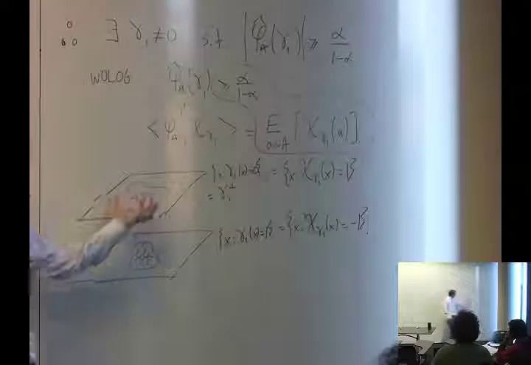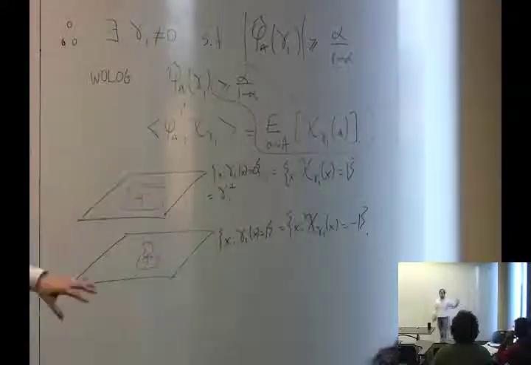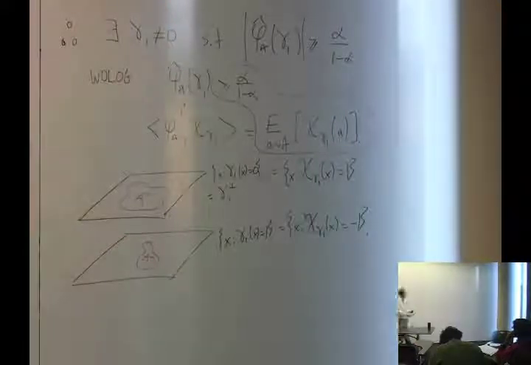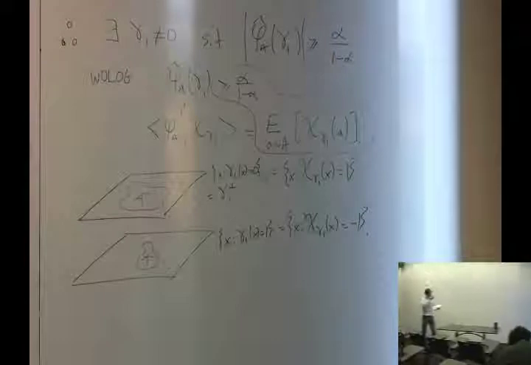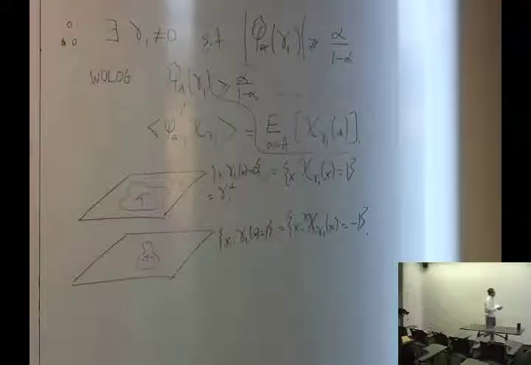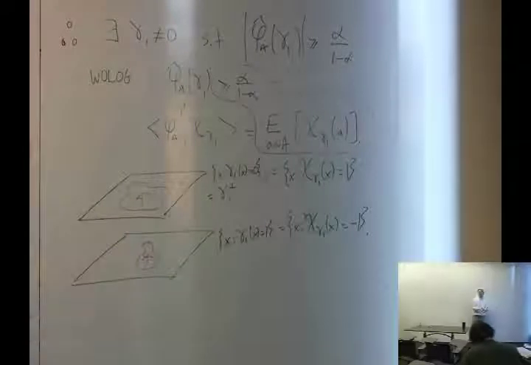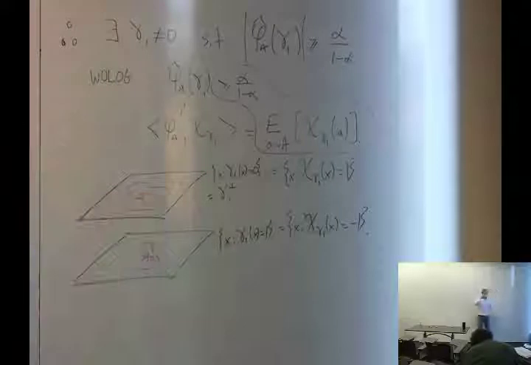In fact, its relative density inside this hyperplane is bigger than alpha. And the relative density of A minus inside this hyperplane is smaller than alpha. So what we found here is a hyperplane on which A looks bigger than it was before. The density of A, which was formerly alpha, has gone up. So this is why it's called the density increment argument. We've used some Fourier analysis to find this hyperplane where the set A looks bigger. And we're going to iterate this argument within this hyperplane in a second.